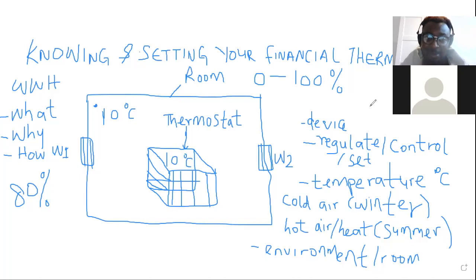Remember that you need to know your financial thermostat, and you need to set it for financial breakthrough. You need to set it for financial success. This is very important. And to do that, you need to answer these three questions. What is your financial thermostat, which means what is your desired level of finance you want to have in the future? Why have you chosen this value between the scale of 0 to 100? And how are you going to do that?